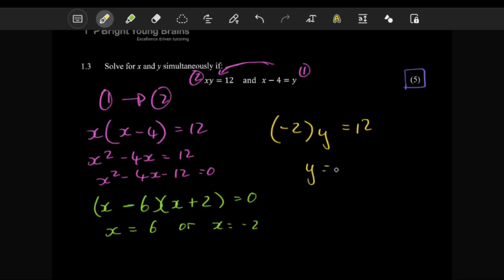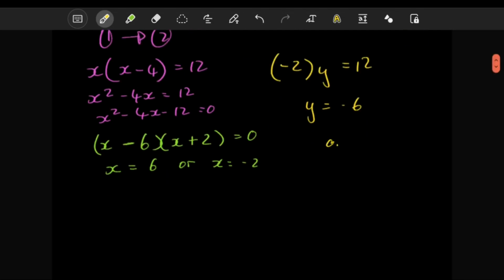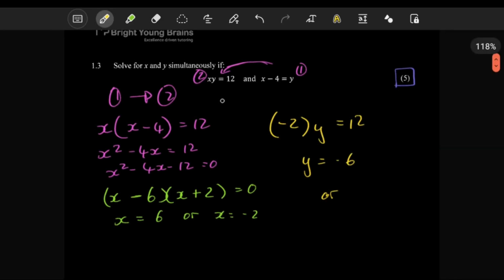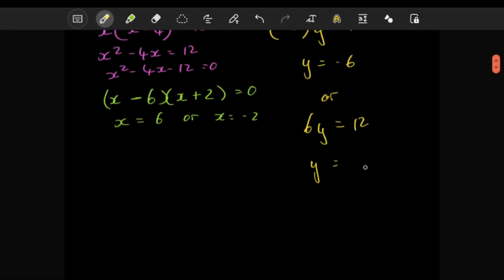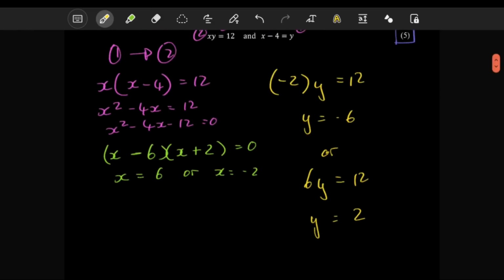So here y comes out as negative 6. Or if you throw in the positive 6 over there, you're going to have 6 times the y here. And then dividing by 6 on both sides, you're going to have y is equal to a positive 2. So this question, it doesn't seem like it was an issue at all. I think it is what it is. Nothing crazy, nothing major. So let us keep on moving forward.